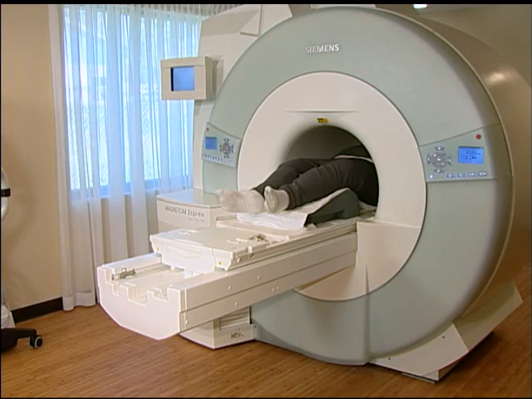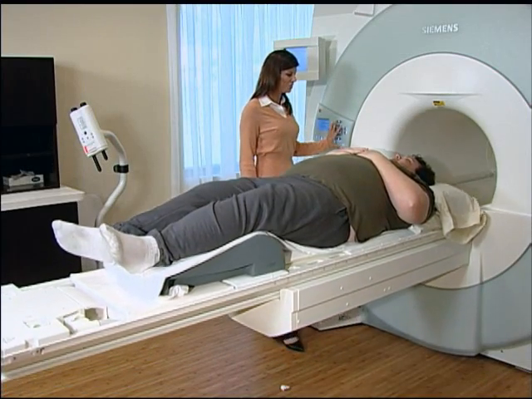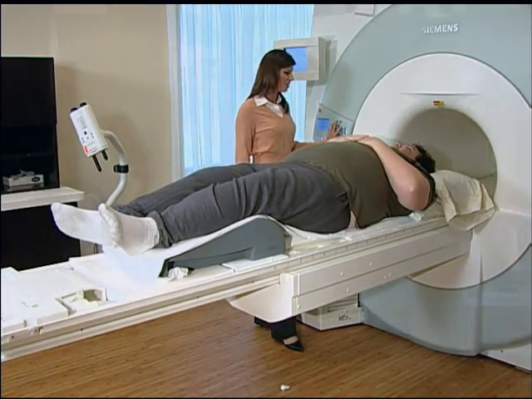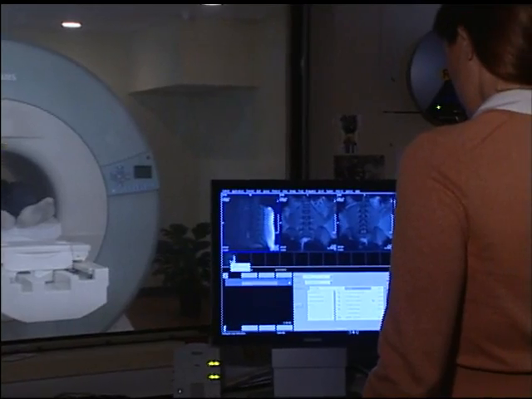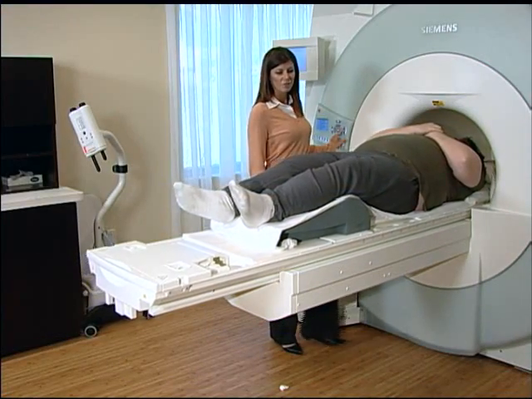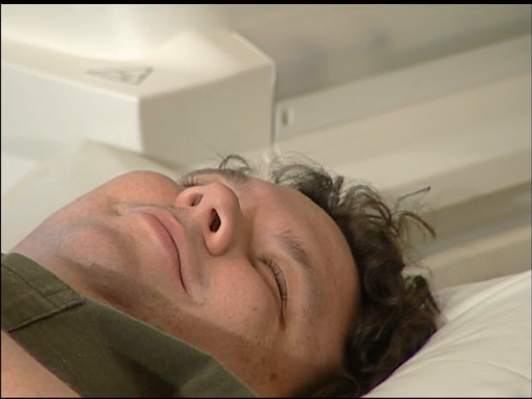You may relax when the machine is not making the knocking sound, but you must remain in the initial position unless you are instructed otherwise. If you move during the procedure, it may be necessary to repeat the exam. Although the MRI exam is painless, it does require you to remain still until the exam is complete. Patients often try to nap.